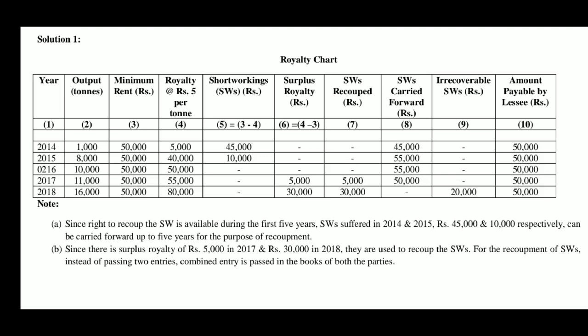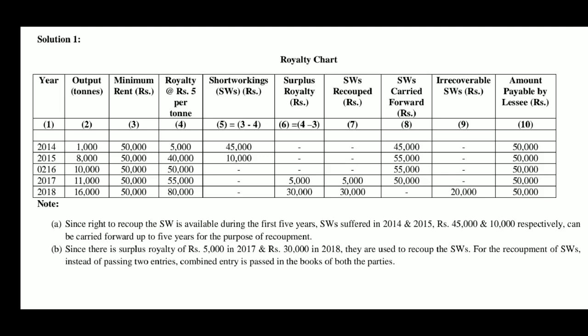In the third year, neither short workings we have nor surplus royalty. That means it is not possible in the third year to recoup the short workings. Since in the fourth year 2017, rupees 5,000 is the surplus royalty that can be utilized to recoup the short workings. So, since surplus royalty is 5,000, short workings to that extent 5,000 is recouped, and 55,000 minus 5,000 recouped, 50,000 can be carried forward to 2018.